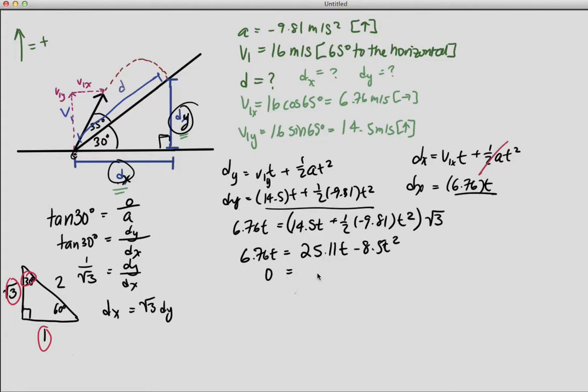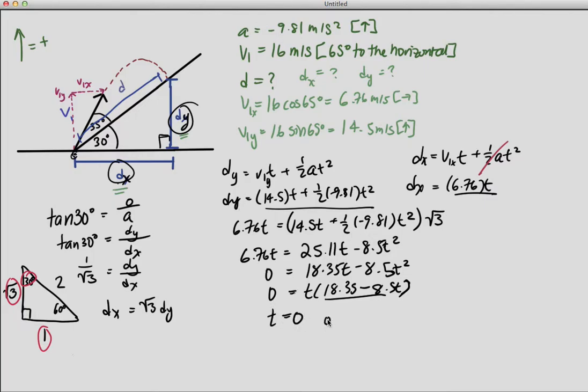Now we can move everything over to one side and write that 18.35 t minus 8.5 t squared is equal to 0. We need to now isolate for t, and we can do that by factoring out 1 t over here. And now we can go ahead and solve inside the bracket. So we know there's going to be two answers for t. One answer for t is 0.